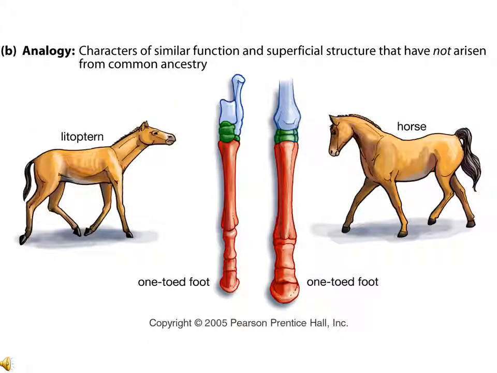Now, analogous structures do not indicate common origin. Believe it or not, the little leptoptern, I believe that's how it's pronounced, and the horse may look alike, but if one carefully examines the foot, these two really are not related whatsoever.